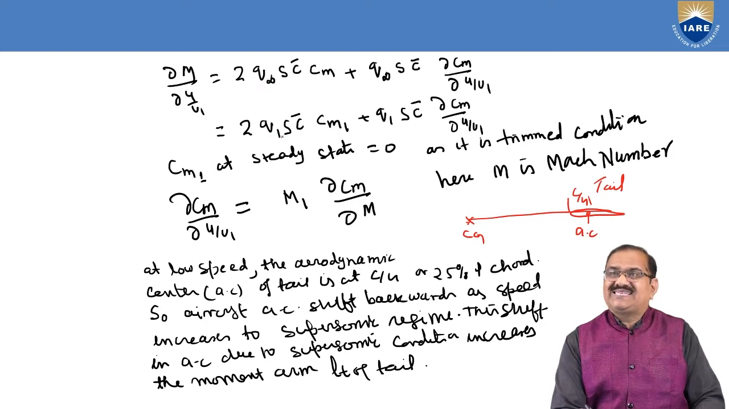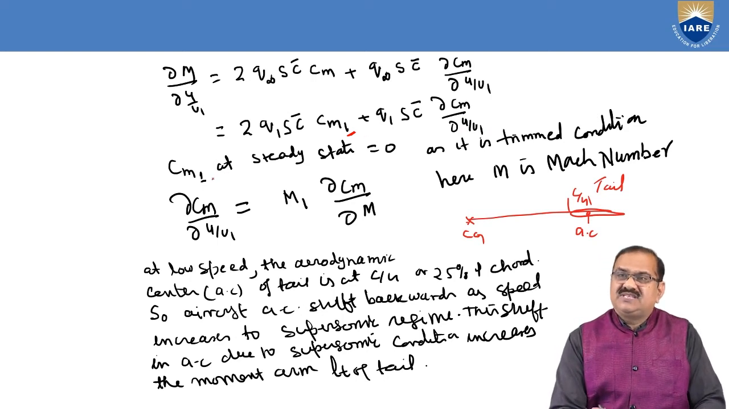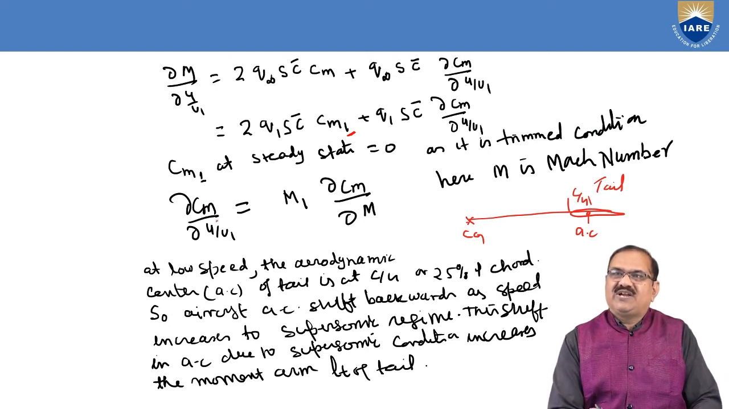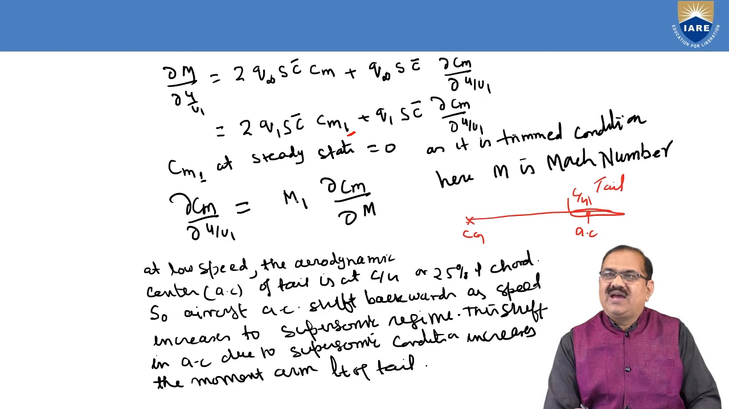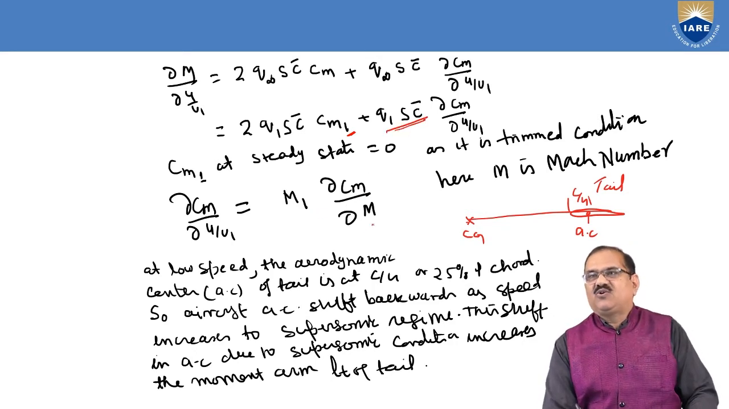So 2 q1 s c bar Cm1 here is steady state, and here q1 s c bar ∂Cm/∂(u/u1). So Cm at steady state is equal to 0 as it is a trimmed condition. So here ∂Cm/∂(u/u1) is equal to M1 ∂Cm/∂M. Okay, here M is the Mach number. So M1 ∂Cm/∂M.